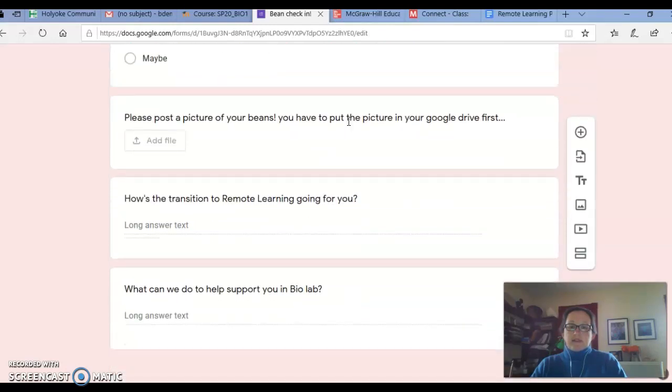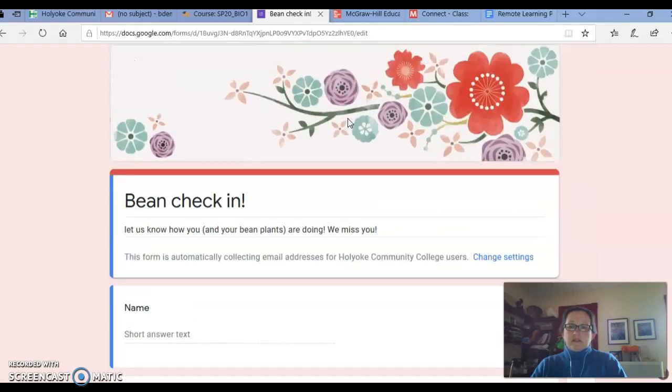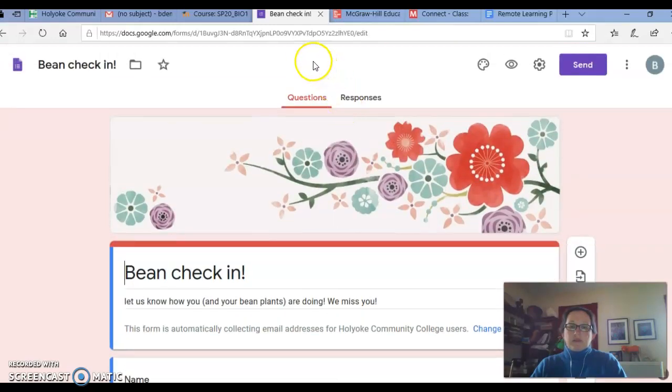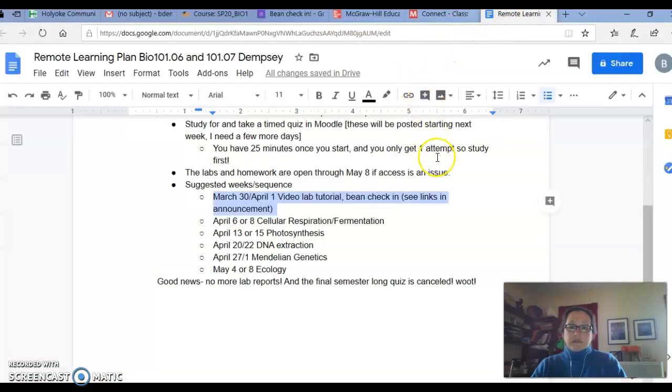I would like to do something with this data that you're collecting, but I want to see how many people's bean plants are alive first. So if you could do that, that'd be amazing. And I want to hear from you because I want to know how you're doing. I'm worried about you guys. I hope you're okay.